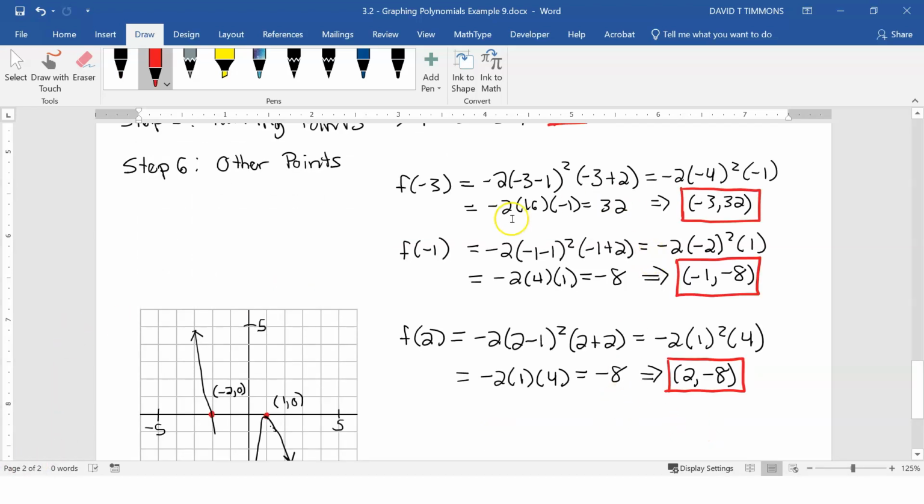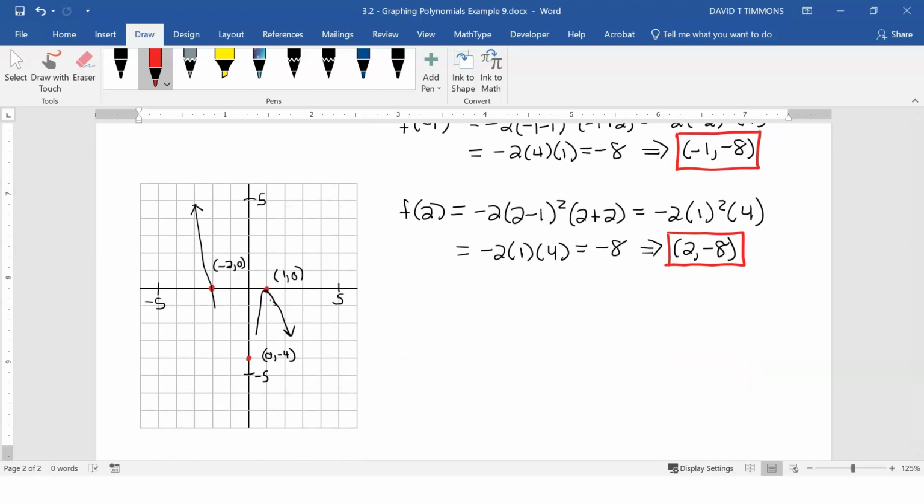So to calculate these other points, I'll take these x values and substitute them into the equation of the polynomial function and evaluate carefully. So when x is minus 3, we get this coordinate point minus 3 and 32. When x is minus 1, we'll get this coordinate point minus 1, minus 8. And when x is 2, we'll get this point 2 and minus 8. So now what we can do is really complete this graph, make it look a little bit more accurate, and we'll be done.